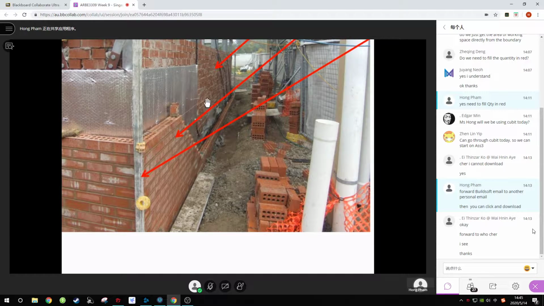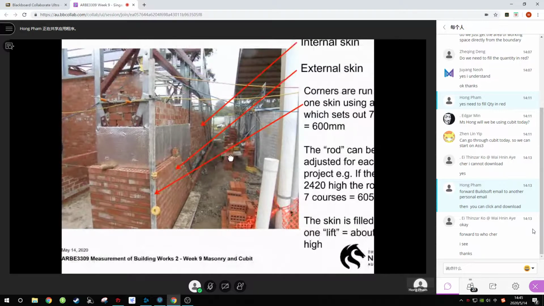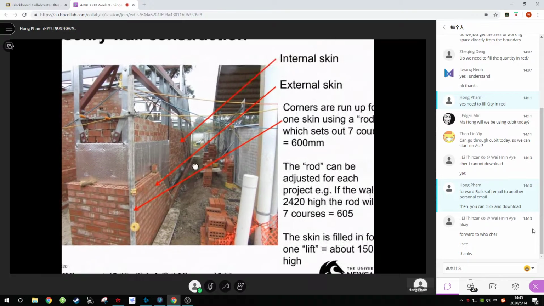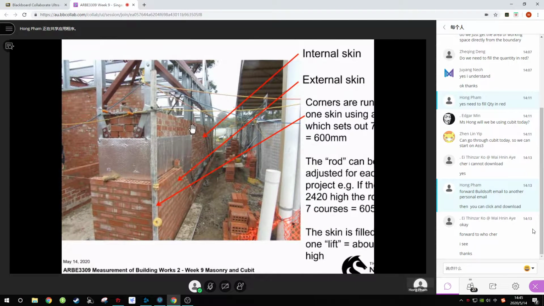So to ensure that before you reach the string line, this is about 6 courses. Okay, sorry, 7 courses. Okay, so this is the external skin, and this is the internal skin. Basically, the external skin and internal skin you have to measure separately. And this is the insulation, right? And in between there are the wall ties. You see that there are some wall ties here.